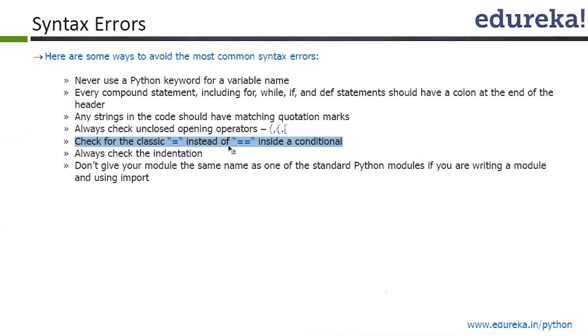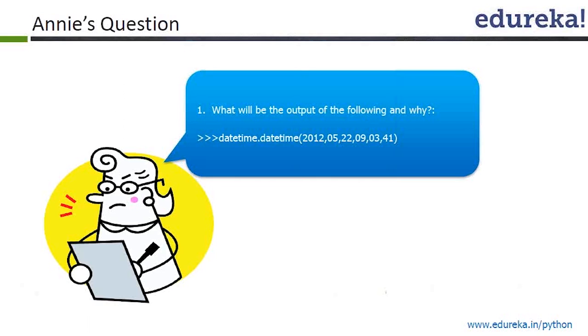Always check the indentation. That's your bread and butter. If you are writing Python, indentation and colon are the two most important things that you need to remember. Don't give your module the same name as one of the standard Python modules if you are writing a module and using import. So basically, avoid using the same names as Python packages. That's all. This is the property of the package datetime.